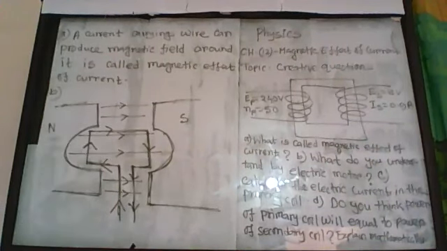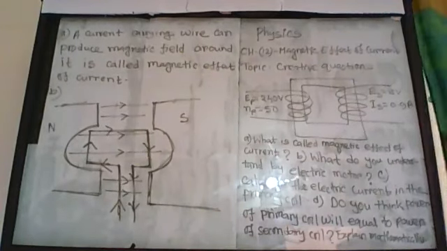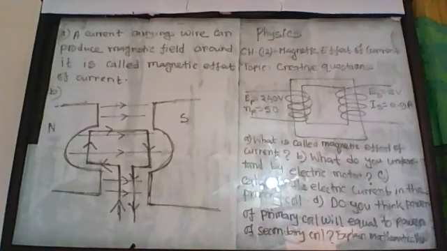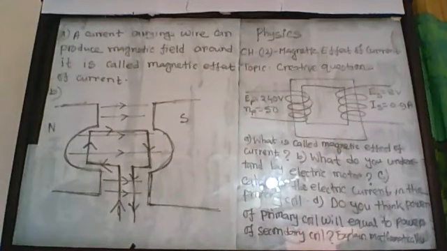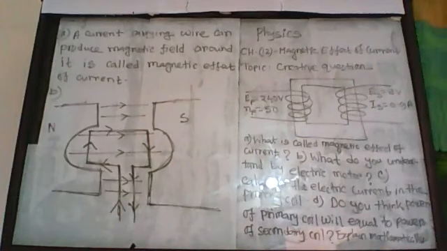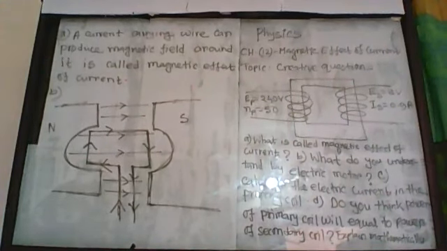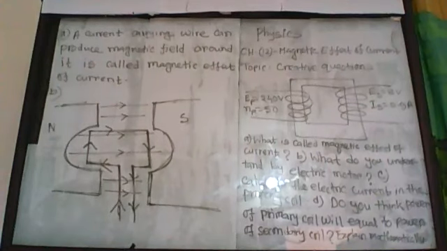Because of this rotating, it can consume electricity and produce some electric work done. That's why this setup is called an electric motor. So an electric motor is a device that can run only by using electricity.